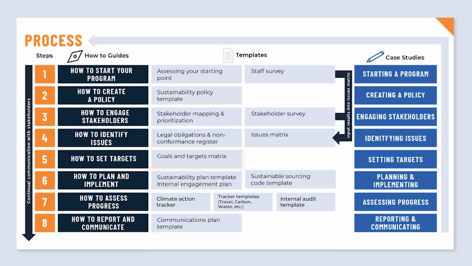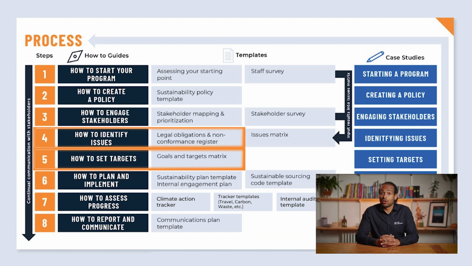have over it. The analysis that you make here will then help you in step 5 to create meaningful and clear goals and targets, and this will then help you outline the scope and boundaries of your wider sustainability strategy. It also works alongside the legal obligations register, which we will go into next.